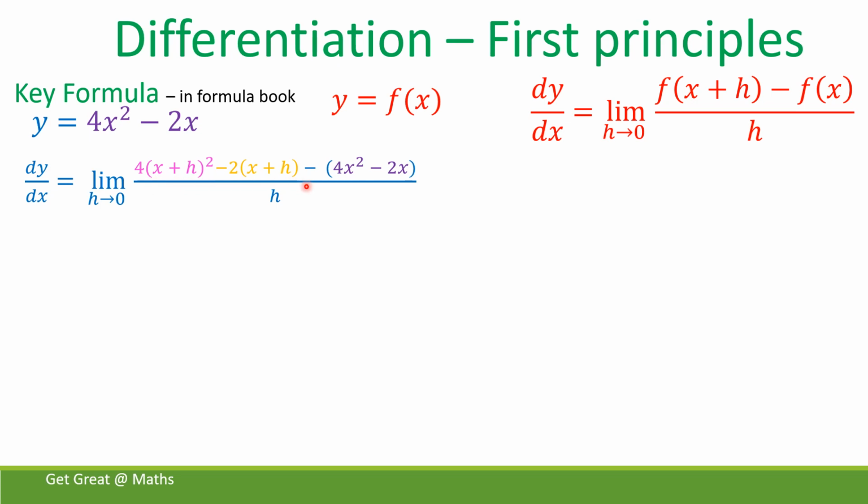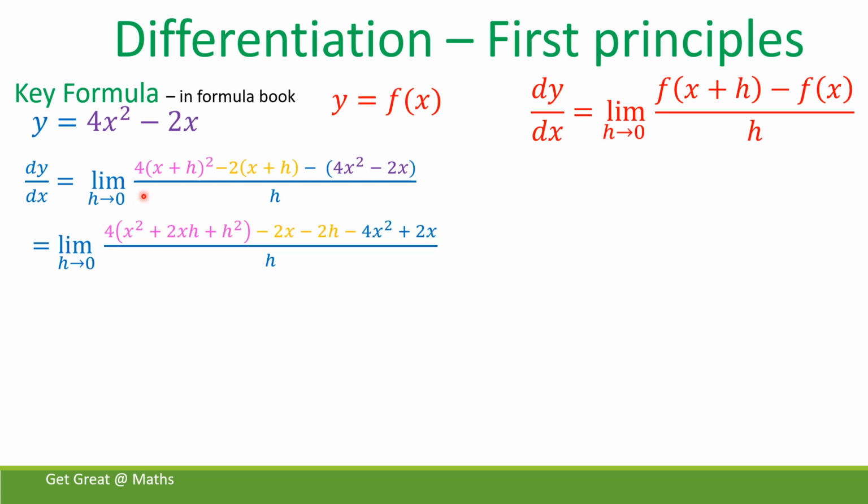Then once you've done this, it is a bit of algebraic manipulation. Remember to always include this limit of h tends to 0 at the beginning. It's really important that it is there. So we're going to expand the brackets. If I expand x plus h all squared, it gives me x squared plus 2xh plus h squared. Expanding the brackets here gives me minus 2x, 2 times x is minus 2x, and minus 2 times h is minus 2h. Then that's going to be subtract the 4x squared, and then the minus times the minus makes a plus 2x on the end.